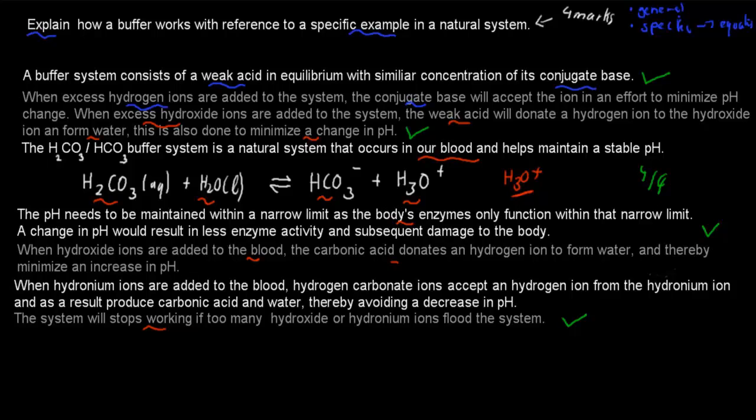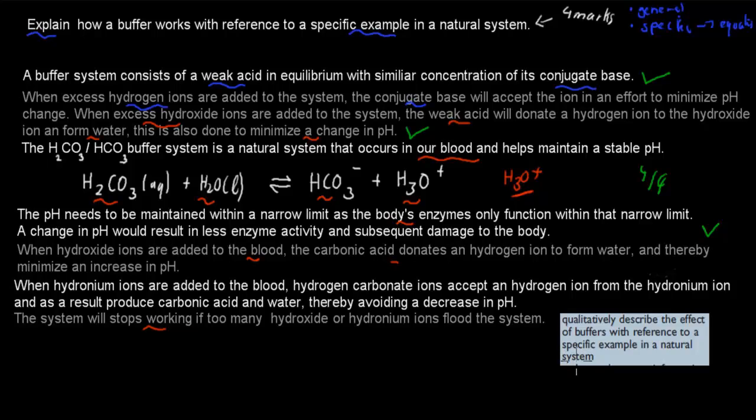And where that question came from, it came from this dot point. Qualitatively describe the effect of buffer systems with reference to a specific example in a natural system. Right, so more or less exactly that question is our syllabus dot point.